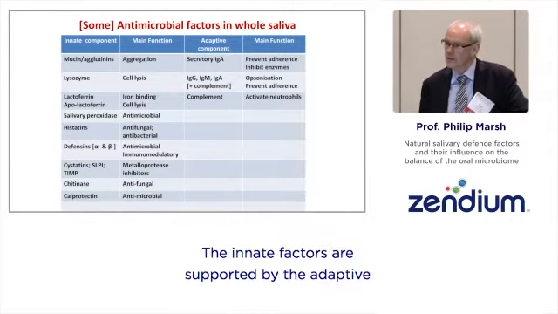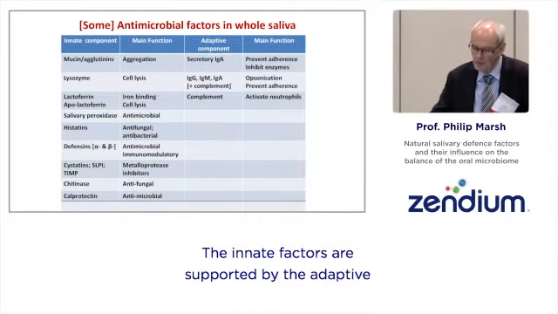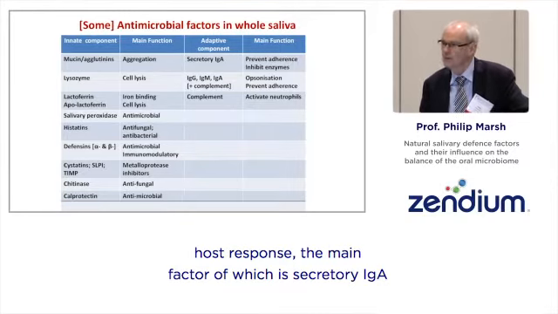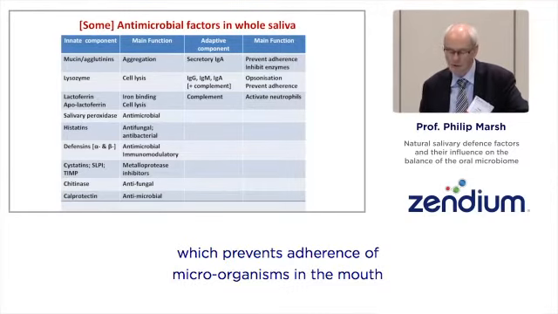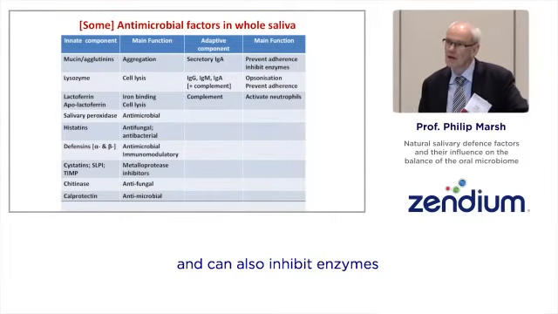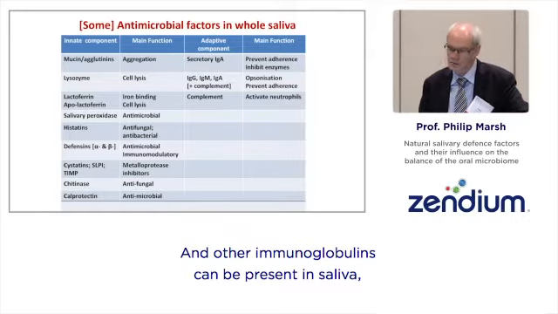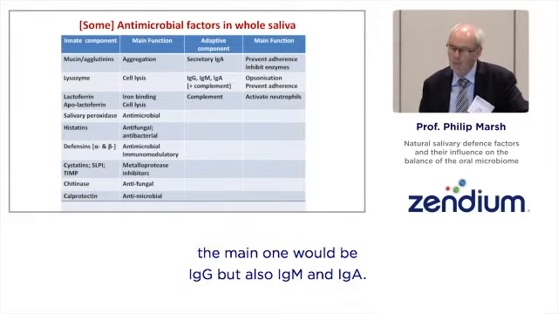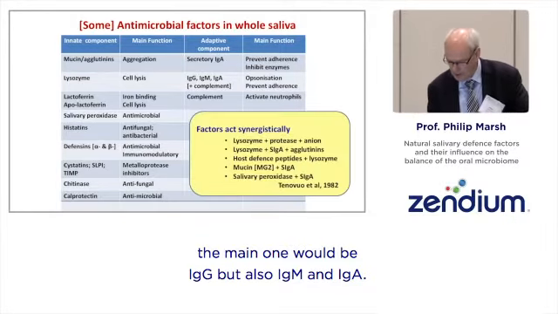The innate factors are supported by the adaptive host response, the main factor of which is secretory IgA, which prevents adherence of microorganisms in the mouth and can also inhibit enzymes. And other immunoglobulins can be present in saliva. The main one would be IgG, but also IgM and IgA.